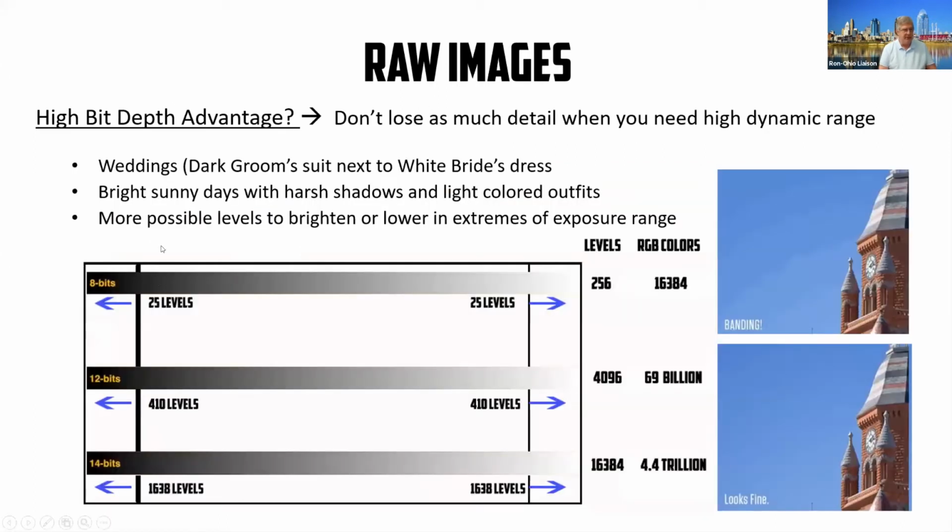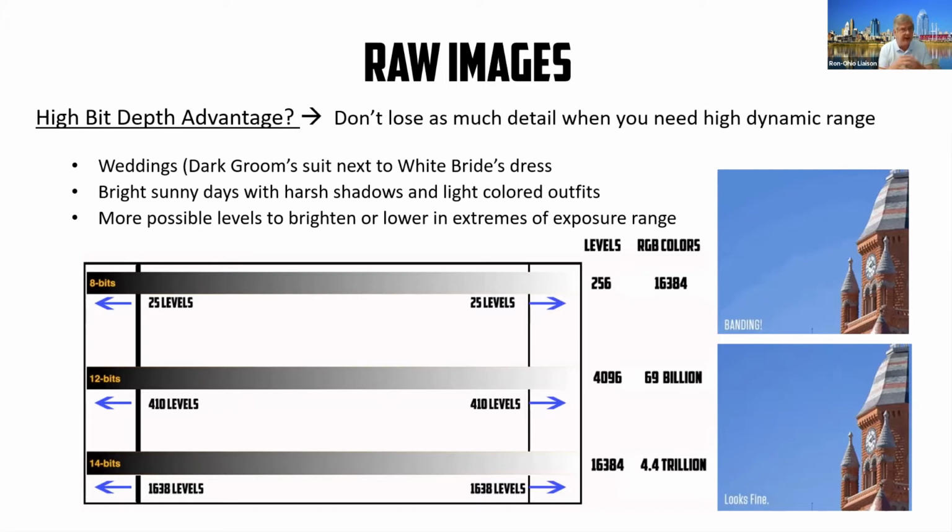Here's why I think you need to. The high bit depth advantage is you don't lose as much detail when you need high dynamic range. So for example, when you're out there shooting a wedding and you've got the groom in a dark suit, and the bride in a nice white dress, right? You don't want to lose detail in the suit and you don't want to lose detail in the dress, right? You can't satisfy both, not easily. So usually you'd sacrifice the groom for not blowing out the bride's dress, because the bride's paying for the pictures. So you'd have to make a compromise, right?